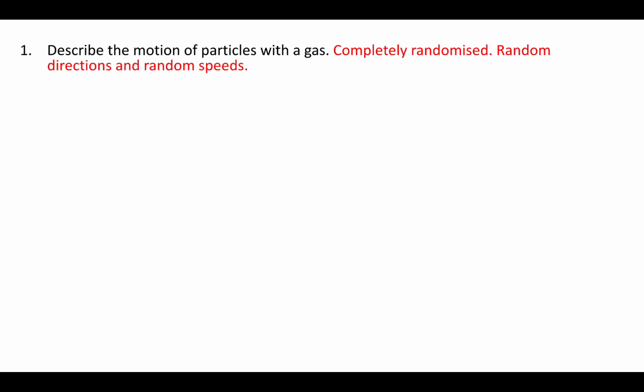So first one, describe the motion of particles within a gas. Completely randomized, which means they move in random directions and at random speeds. By random in a gas, most of the particles will be a similar speed. Some of them will go much faster and some will go much slower, but it's less. Most will straddle the average, but still randomized on any single particle.